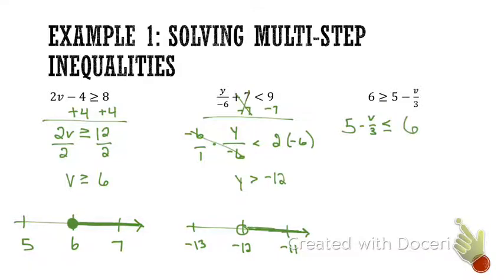6. Okay? So now what do you think you're going to do first? Hopefully you're thinking subtract 5. All right, I've got to get rid of the number by itself before I worry about what's connected to the variable. So subtract 5 from both sides. Okay, so now I have negative v over 3 is less than or equal to 1.